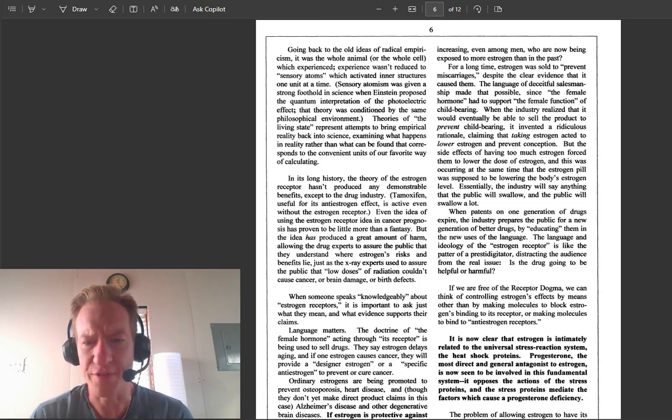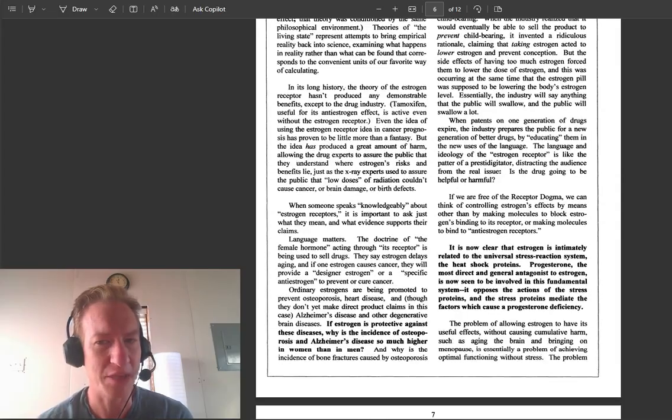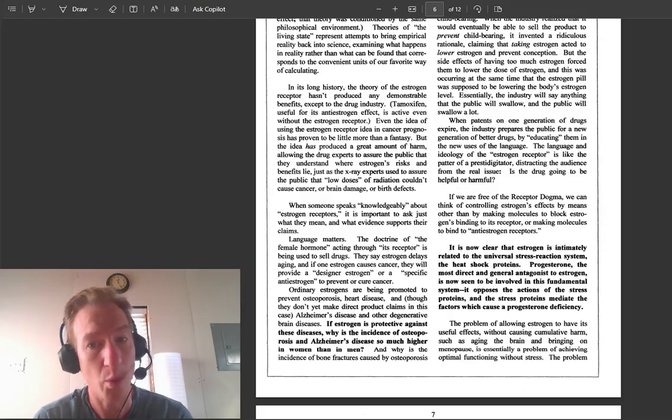If we are free of the receptor dogma, we can think of controlling estrogen's effects by means other than by making molecules to block estrogen's binding to its receptor, or making molecules to bind to a quote-unquote anti-estrogen receptor.